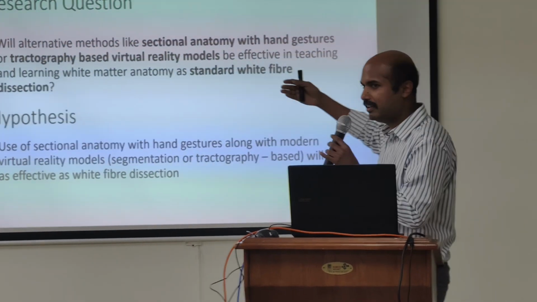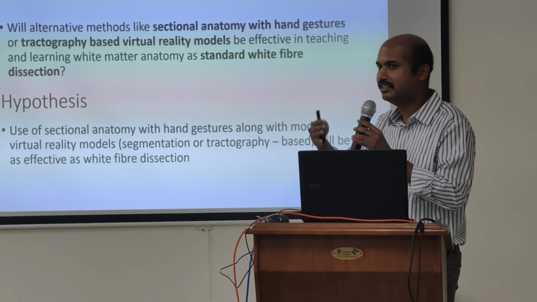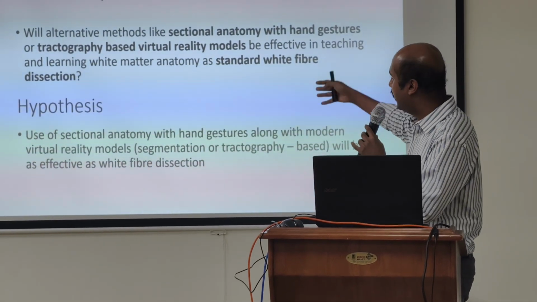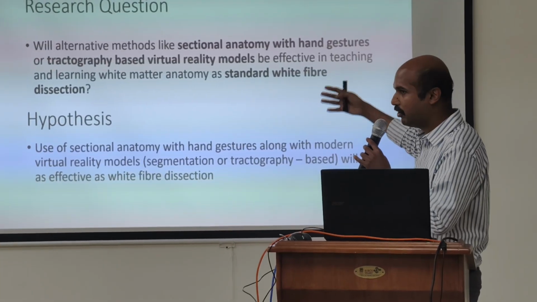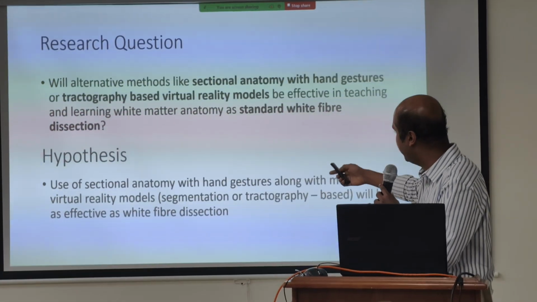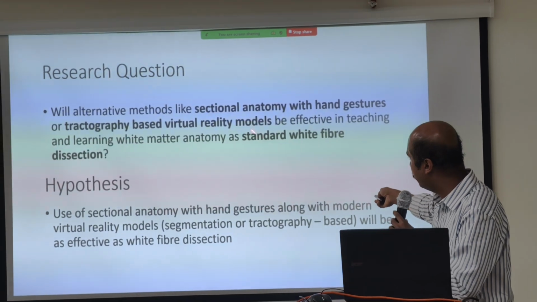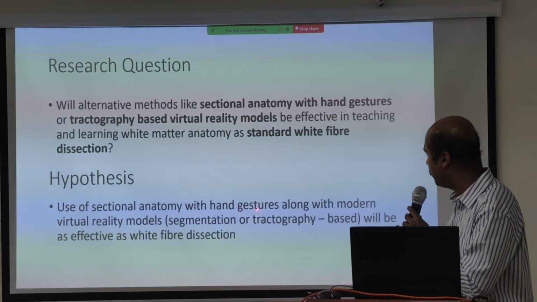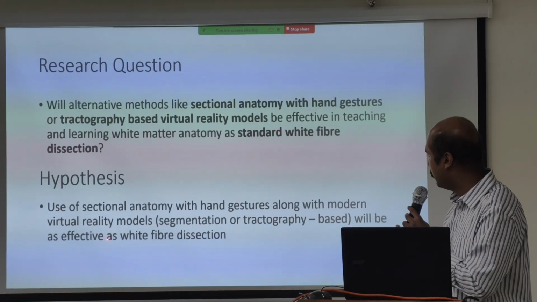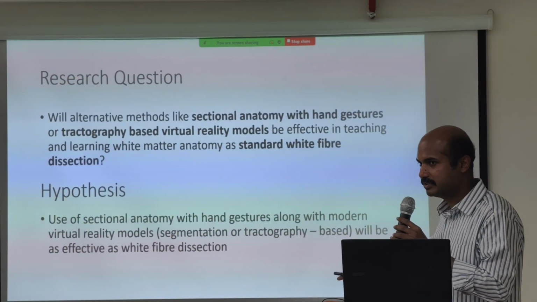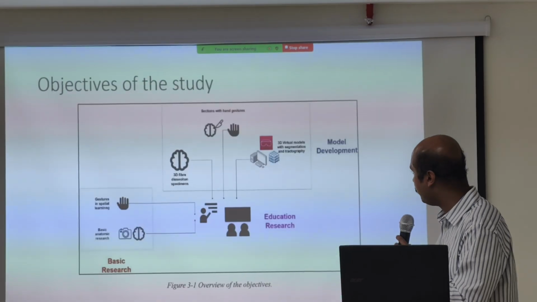The other methods are relatively simple. You take a section, you use hand gestures, or as technology is getting advanced, introducing tractography and virtual reality models may be more effective. That is why we have this component and that component, compared with standard white fiber dissection. The hypothesis is that the use of sectional anatomy with hand gestures along with modern virtual reality models will be as effective as white fiber dissection. So that is my hypothesis.